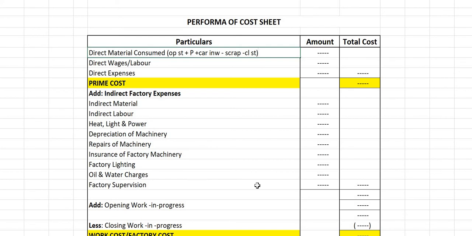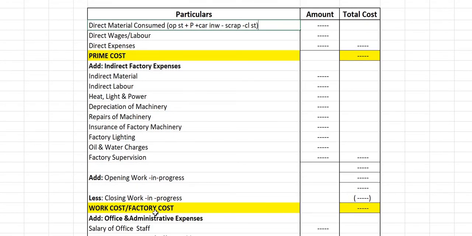Now, whenever we are working in a factory, there can be a situation that some products are under progress. That means some processes are under the machines, they are being manufactured. So what we have to do is add the opening work in progress and subtract the closing work in progress. Whatever expenses are there, you are going to add them. In that, you add opening work in progress and subtract closing work in progress. Then you will get work cost, which can also be named factory cost.